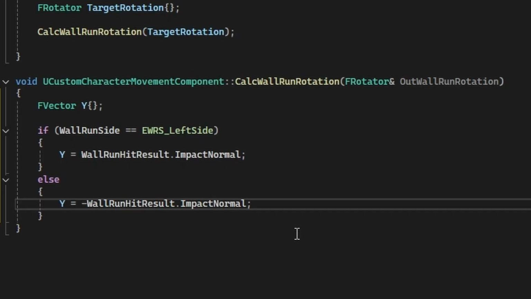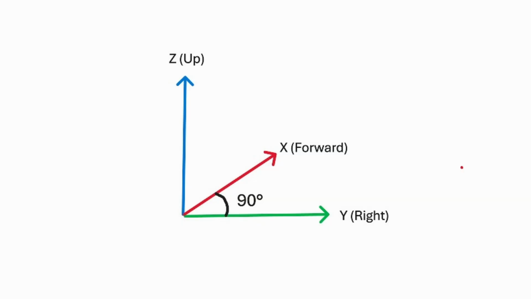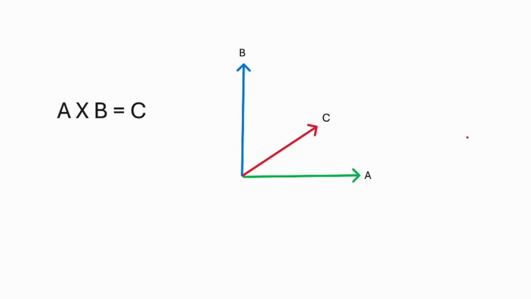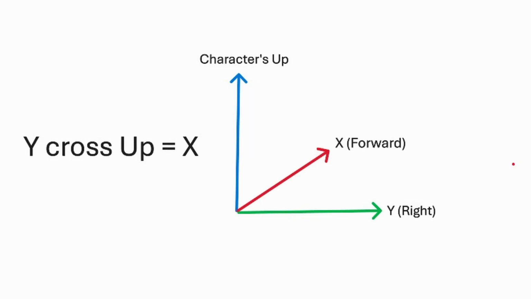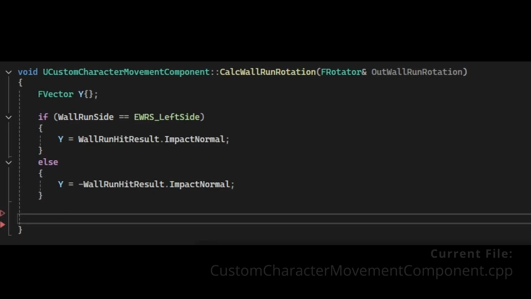Now how do we find this? The X basis vector should be 90 degrees away from the Y vector. When you're trying to find a vector that is perpendicular, or 90 degrees away from another vector, this problem would be a good candidate for using the cross product. When you take the cross product between two normalized vectors, the result is another vector that is perpendicular to the two vectors. Right now we have the target Y vector. What we can do is perform the cross product between the Y vector and the character's up vector, and that will give us the X vector that we need. Let's add this to our code.